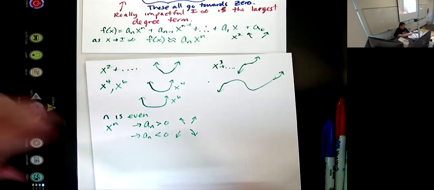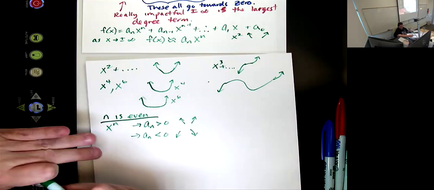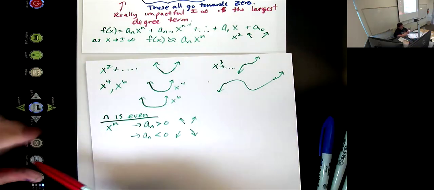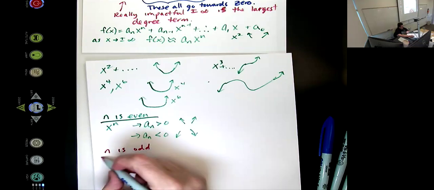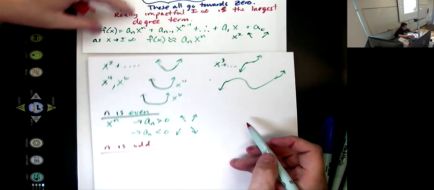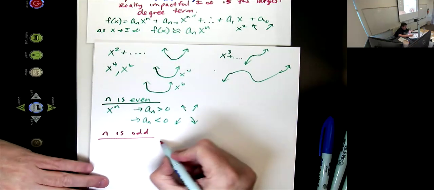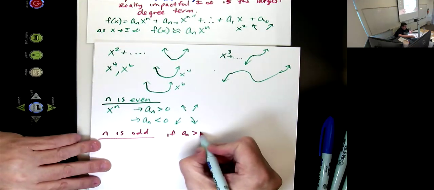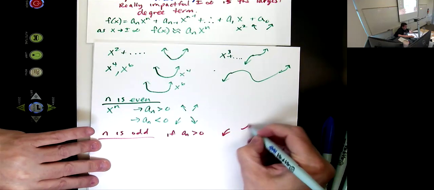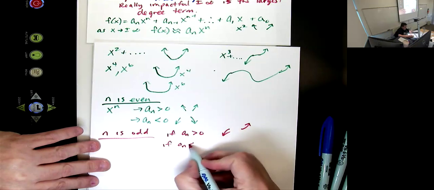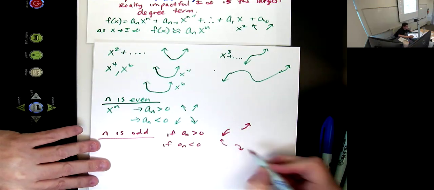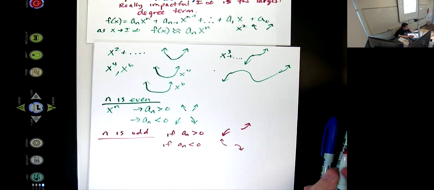That was n is even. If you look at n is odd, it actually does something similar to x cubed the whole way. If a sub n is greater than 0, it's down on the left, up on the right. And if a sub n is less than 0, it's up on the left and down on the right. And it also does that elbow thing. It's sharper.